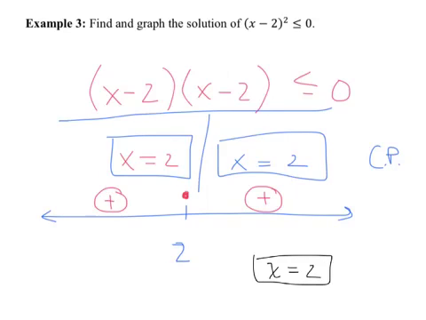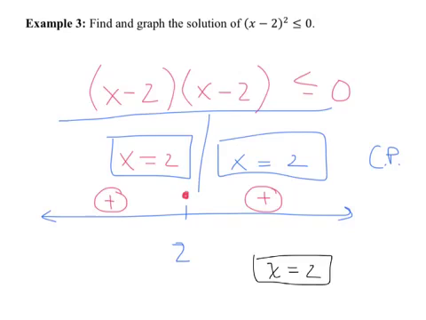What if this had been just less than 0? Not less than or equal to 0? No solution. No solution, because this would be an open circle, and we wouldn't have shaded anything in. So therefore, no solution.